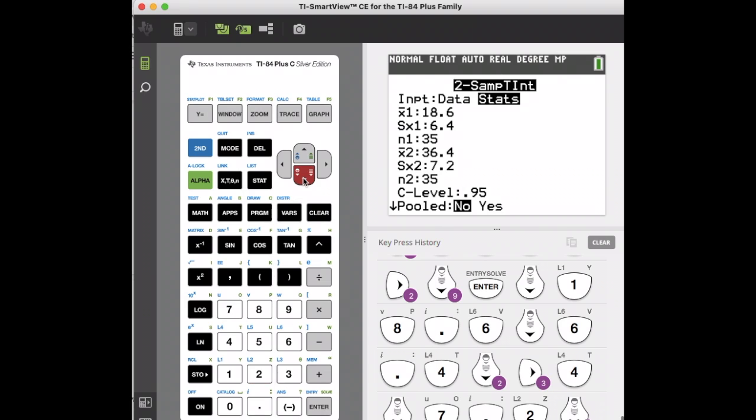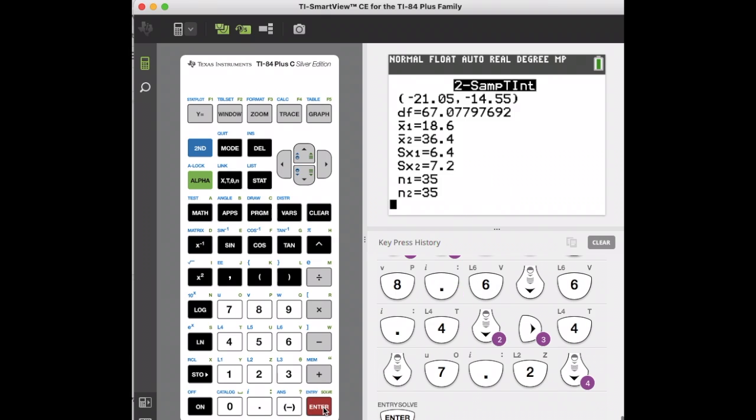Confidence level is 0.95 or 95%, and we're not pooling in this case. So hit calculate, and our interval is from about -21 to -14. And you notice this is the key thing, it gives us our degrees of freedom is 67. That's the main reason we need to run this on the calculator.